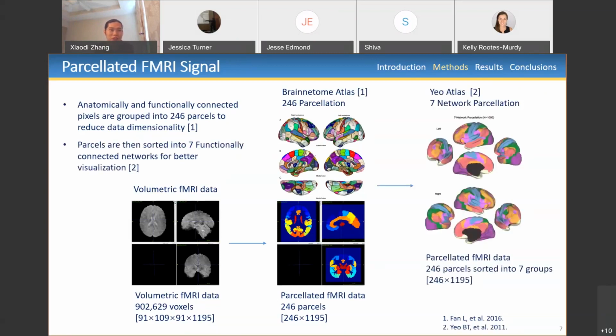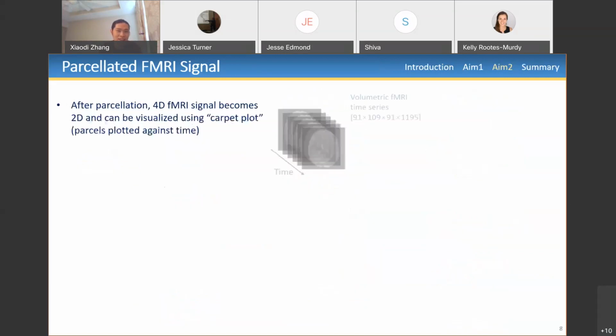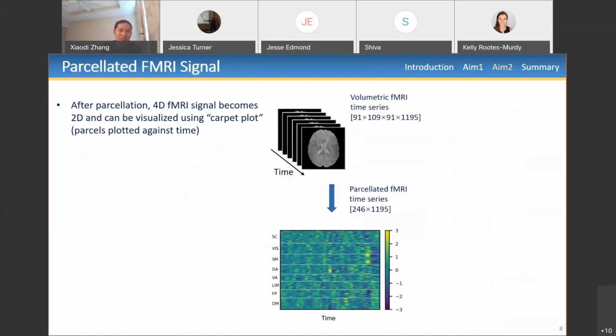And then we reorganize these 246 parcels into 7 different networks using Yeo's 7 network atlas. And I guess this is the final result we have. We start from a 4D movie of brain activity, the fMRI time series, and it's projected into a parcellated fMRI, which is in 2D space, meaning that we can visualize everything using a carpet plot. We plot the parcels against time.